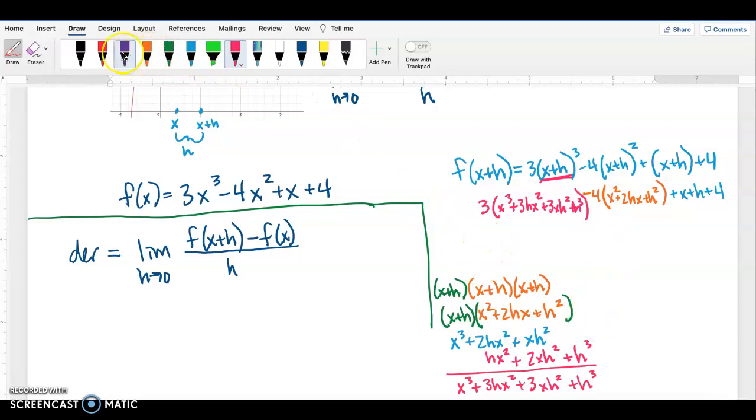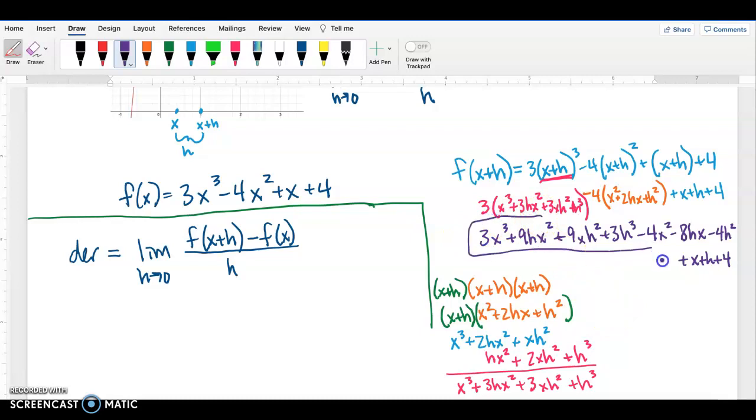So let us distribute. I'm going to get 3x cubed plus 9hx squared plus 9xh squared plus 3h to the third minus 4x squared minus 8hx minus 4h squared, and then plus x plus h plus 4. Whew, that was a lot, right? Okay, this whole thing is our f of x plus h.